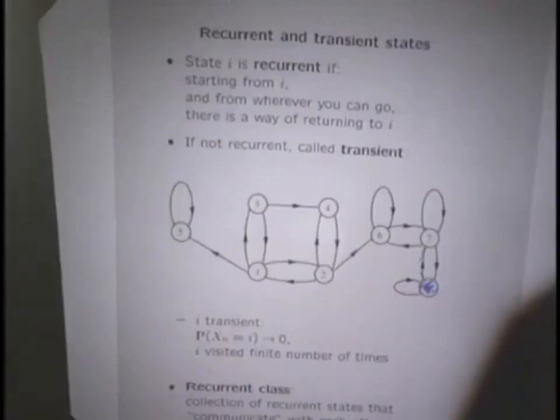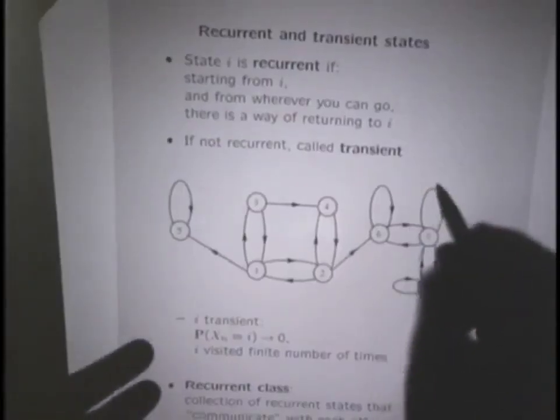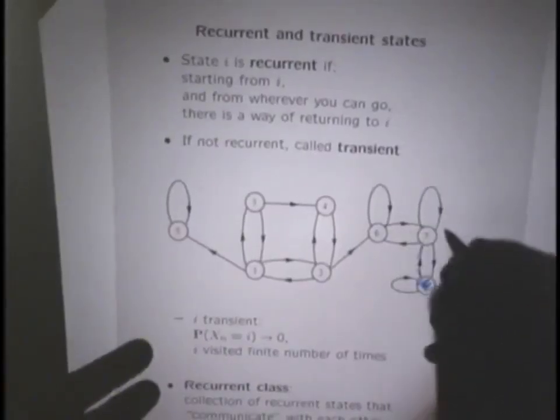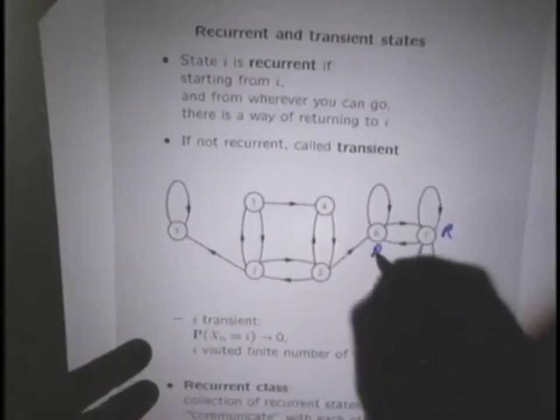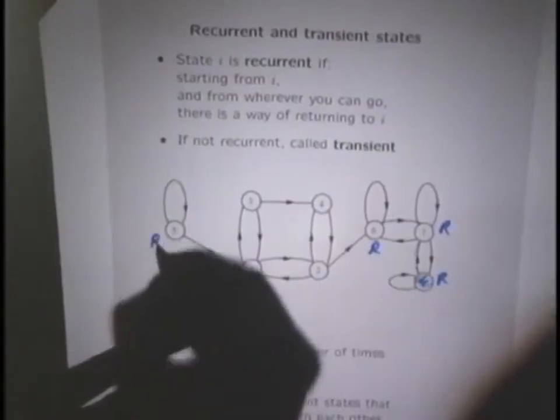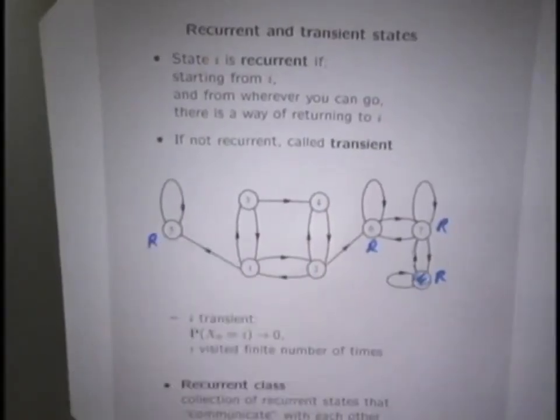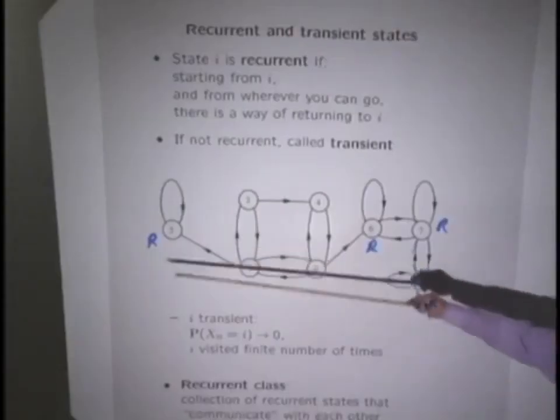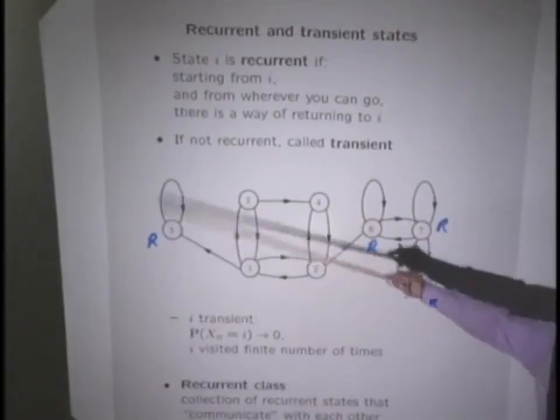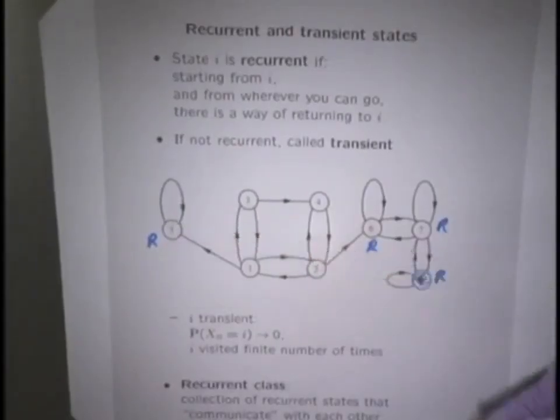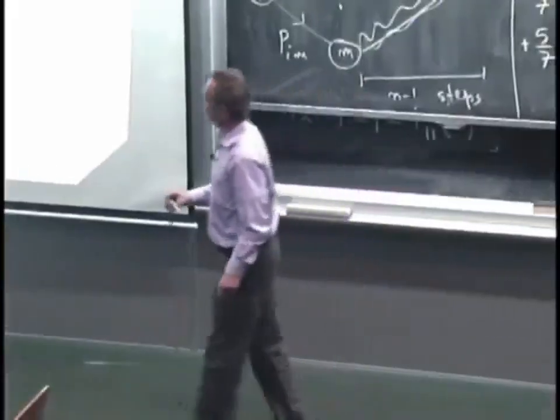And by this, 8 is recurrent, all of these are recurrent. So this is recurrent, and this state 5 is also recurrent. You cannot go anywhere from 5 except to 5 itself. Wherever you go, you can go back to where you started. So this is recurrent. If it is not recurrent, we say that it is transient.